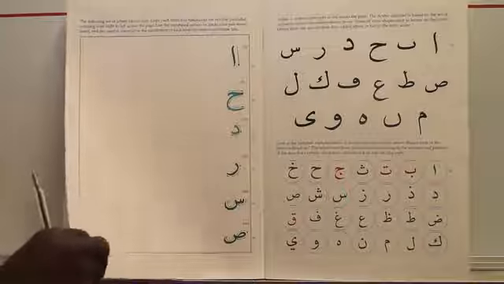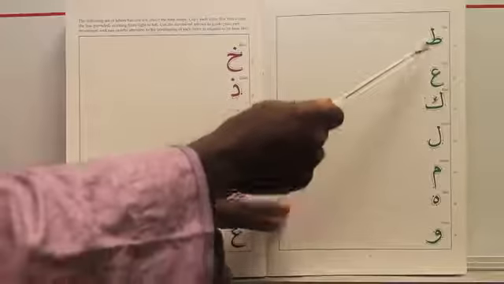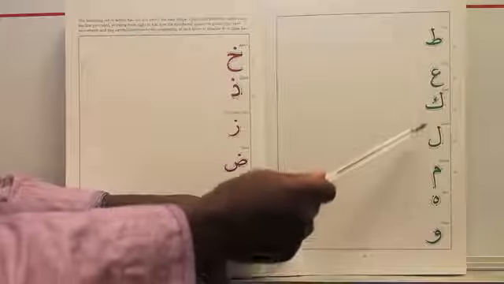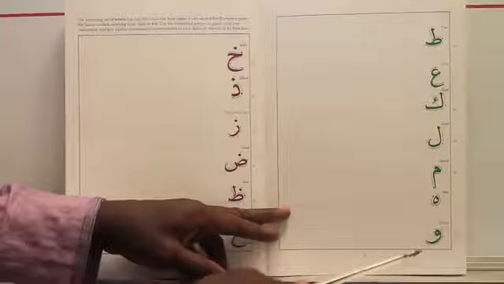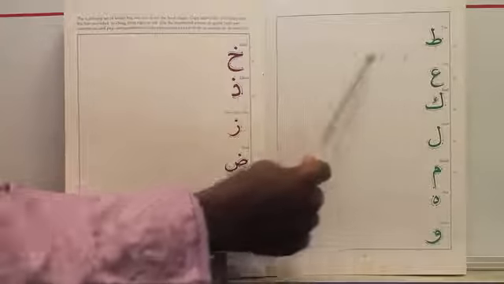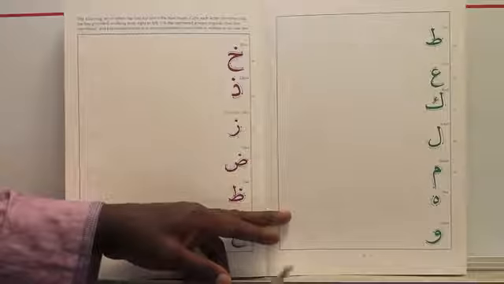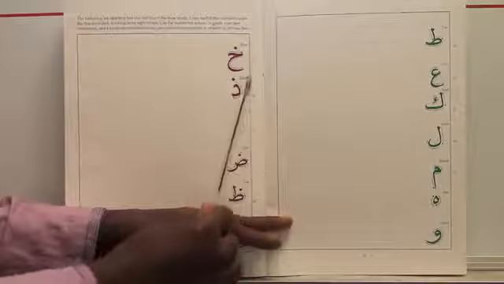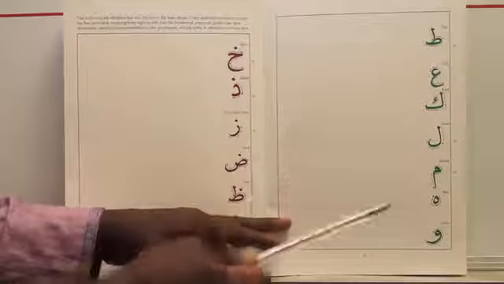Right, let's now go to page 6. Page 6 is a continuation of the letters with no dots. Here we have ta, ain, kaf, lam, mim, ha, waw. Again, copy them on the line provided, and pay attention to the direction from right to left, and the arrow is telling you exactly your hand movement in sequence.